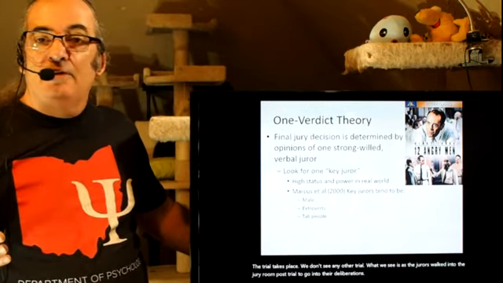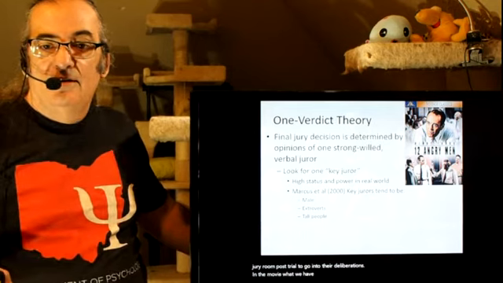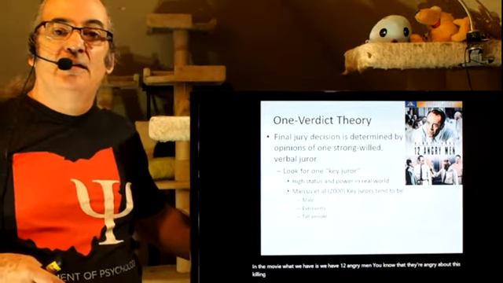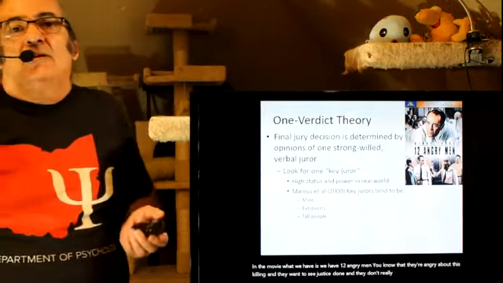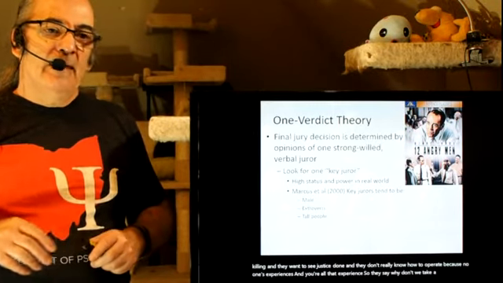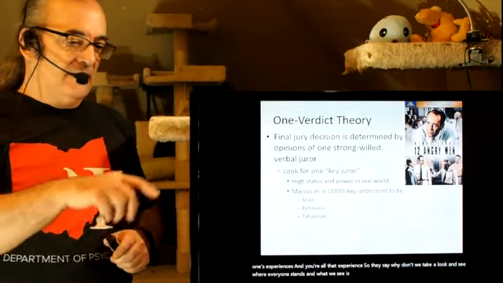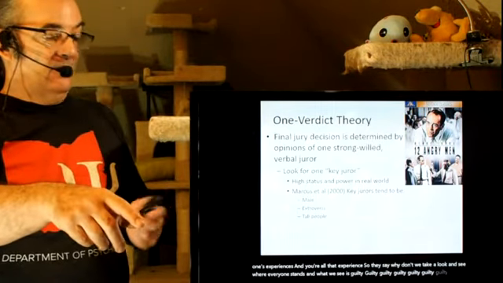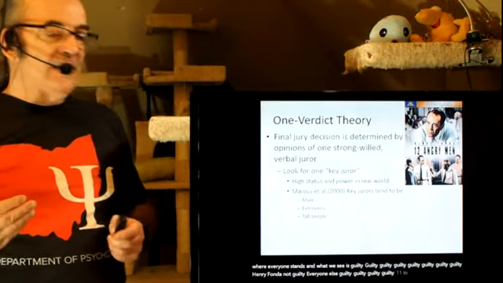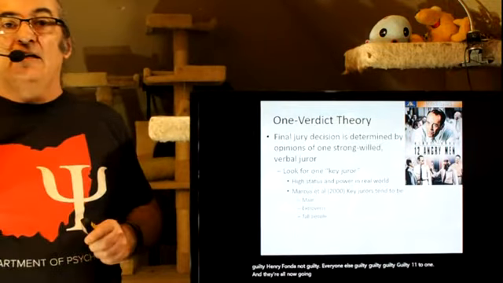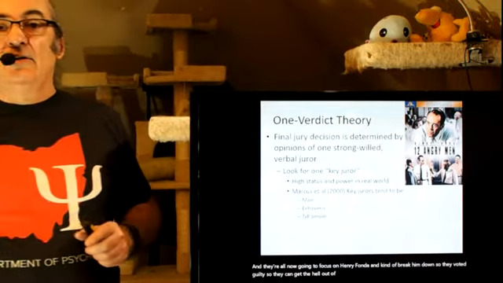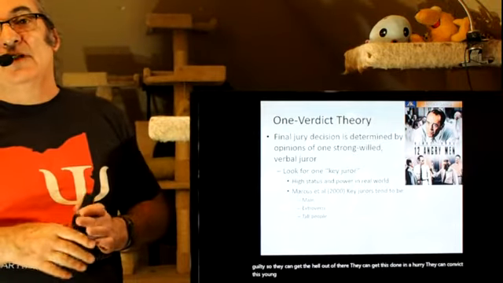And in the movie, what we have is 12 angry men. They're angry about this killing, and they want to see justice done. And they don't really know how to operate because no one's experienced as a juror. So they say, well, why don't we take a vote and see where everyone stands? And what we see is guilty, guilty, guilty, guilty, guilty, guilty, guilty, guilty. Henry Fonda, not guilty. Everyone else, guilty, guilty, guilty, guilty, 11-1. And they're all now going to focus on Henry Fonda and kind of break him down. So they vote guilty so they can get the hell out of there. They can get this done in a hurry. They can convict this young man and move on with their lives.